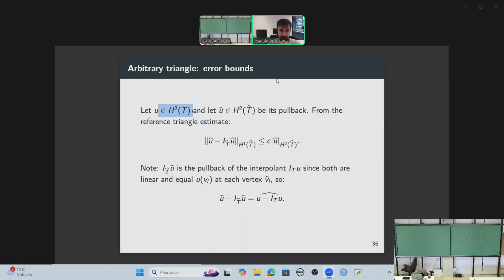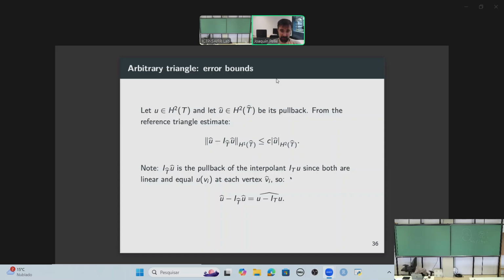Let's take a certain function on H2 of the triangle, and let's call U hat its pullback to the reference triangle. So then we get essentially this bound here, right? So this, yeah, this we know, and this was the reference triangle estimate that we had before. And if we want to bring that now to the physical triangle, we just have to notice that this thing here is the same as the pullback of this thing here, right?